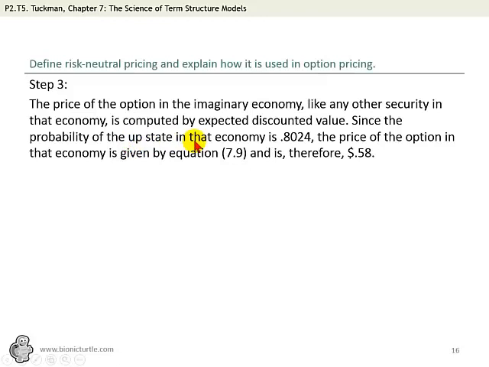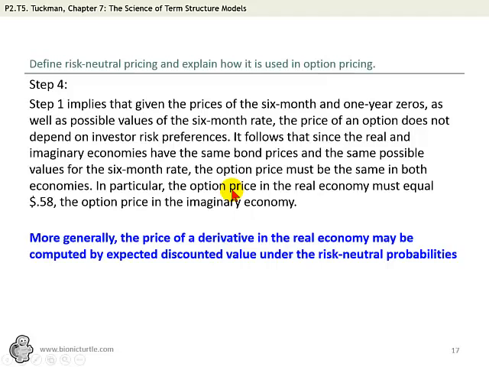Since the probability of the upstate in that economy is 80%, the price of the option in that economy is given by the equation that discounts with that 80%. And so finally, step 4, where generally we say the price of the derivative in the real economy may be computed by expected discounted value, but not under the true probabilities, but under the risk-neutral probabilities. Almost by definition, it's almost a circular exercise where we've justified our probabilities simply by calibrating to the observed market prices.